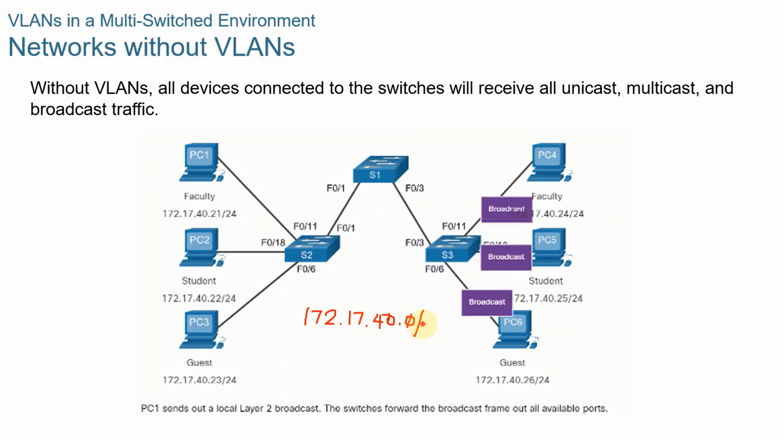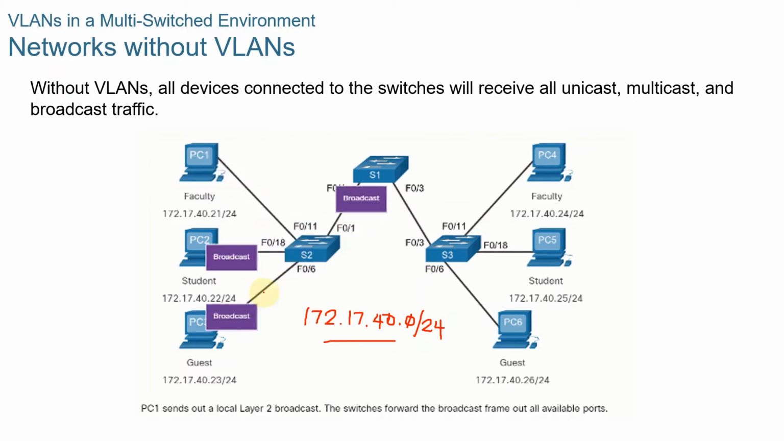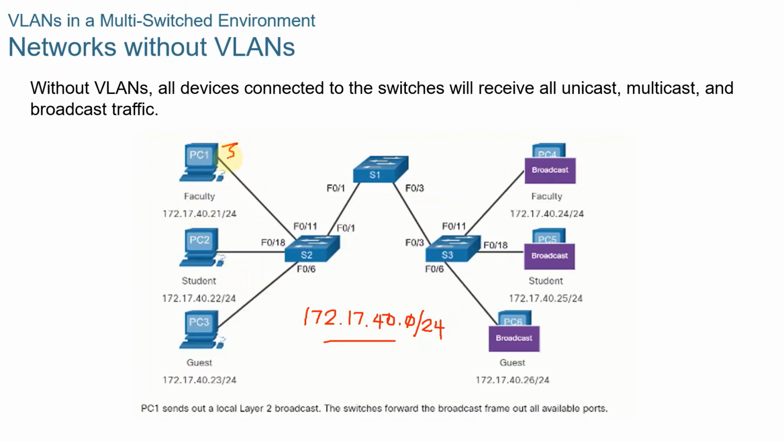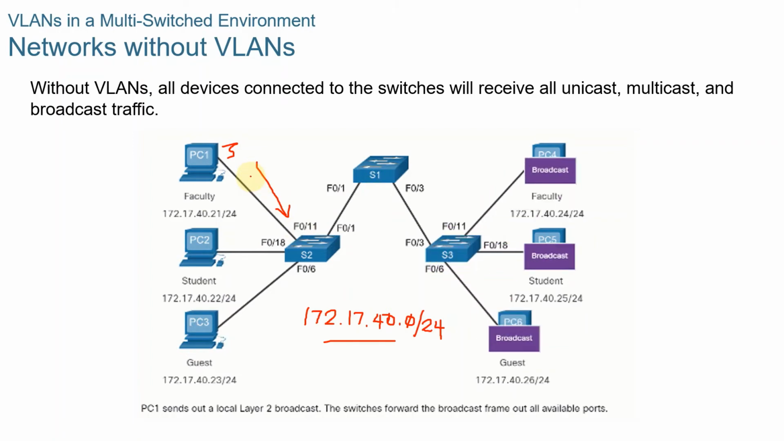That means these 3 switches and 6 workstations belong to the same network, or same subnet, which is 172.17.40.0/24, and no VLANs are configured. As a result, when the faculty computer, PC1 here, being our source, sends out a broadcast frame to switch 2, what actually happens is that it forwards the frame to all the interfaces on switch 2, except of course Fa0/11, where the frame came from.